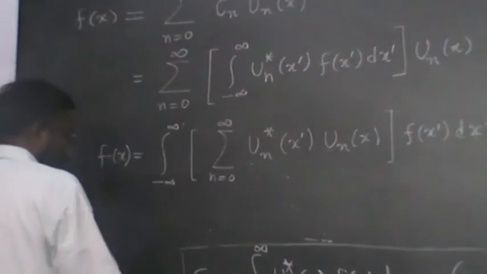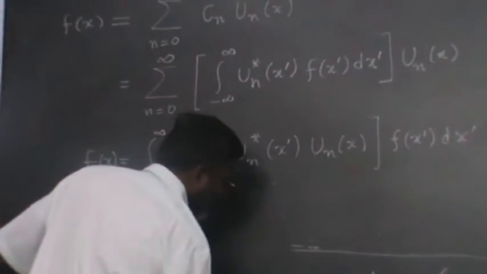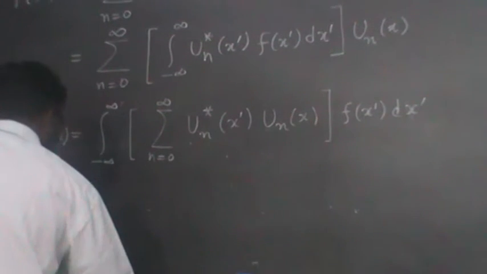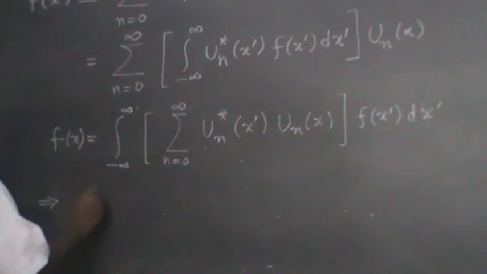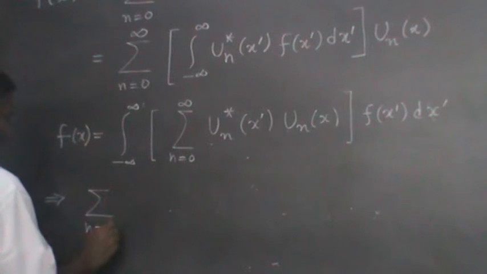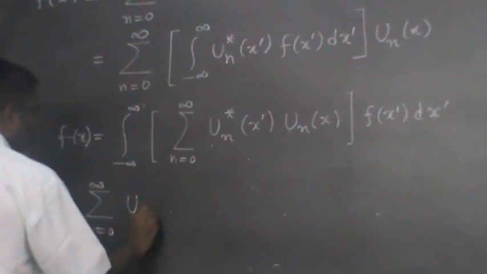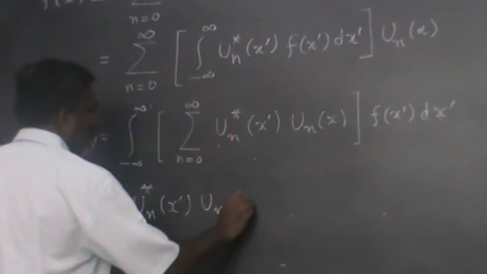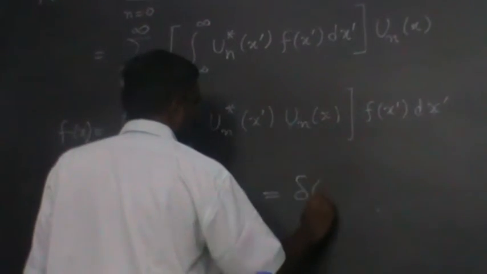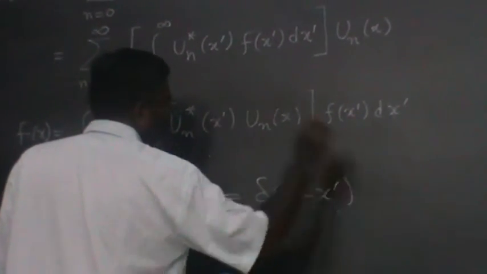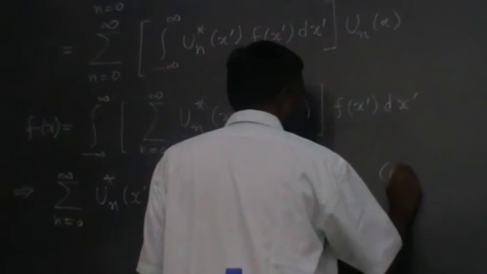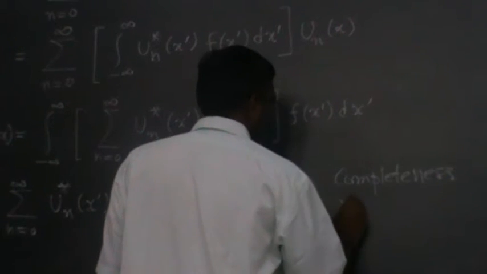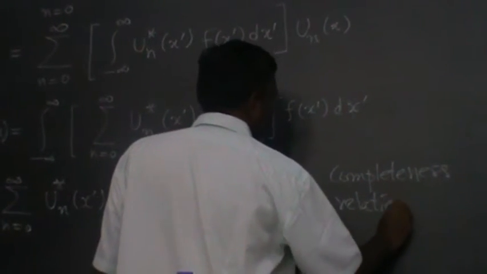That means this implies that for these orthogonal functions, the sum over n from 0 to infinity of un star of x prime times un of x has to be equal to delta of x minus x prime. This is called completeness.